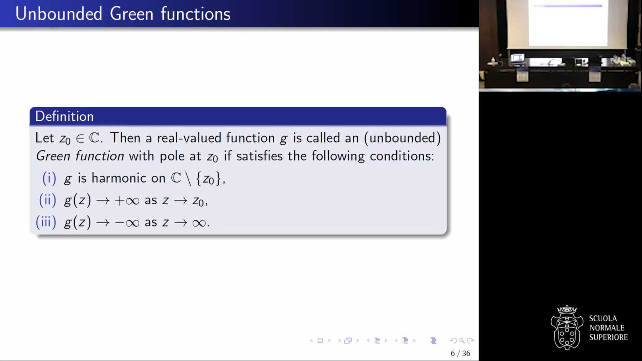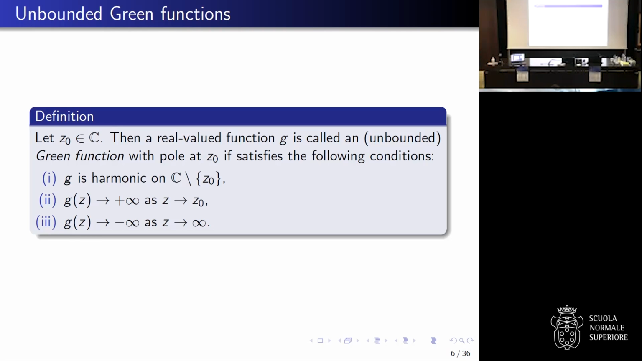So again, we prescribe some pole here in the complex plane. And now we want to look at a function that is defined on the whole complex plane minus the location of the pole. And now we again require that if we approach the pole, then the values of the function approach plus infinity. But if the point runs to infinity, if it escapes from all compact sets, or if the distance to the pole approaches infinity, then you want to require that the function actually goes to minus infinity.